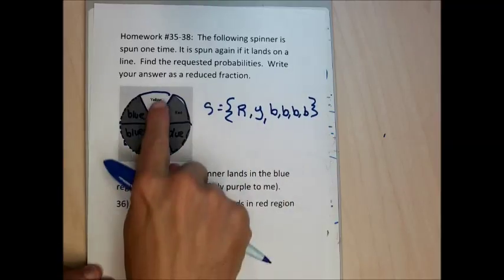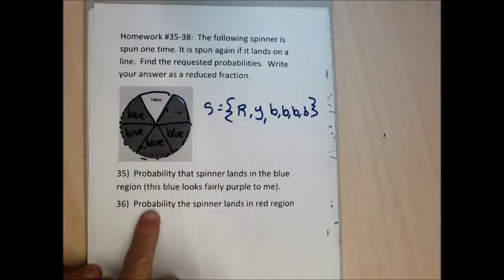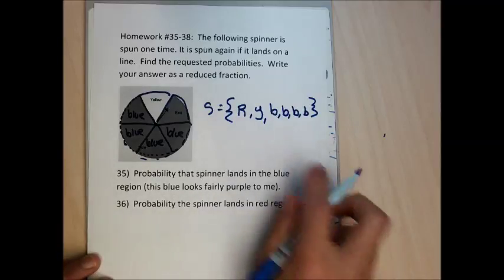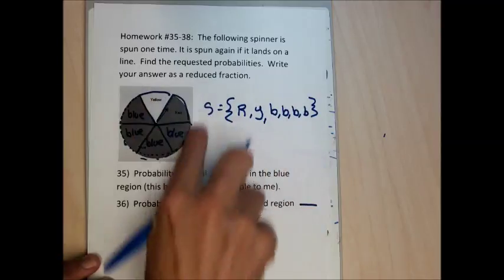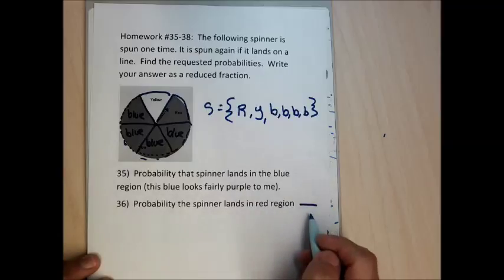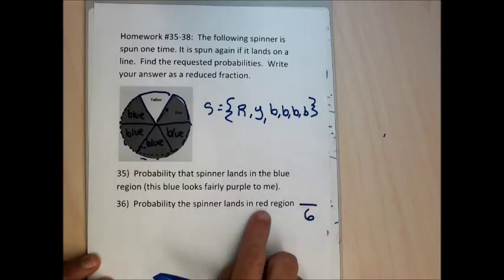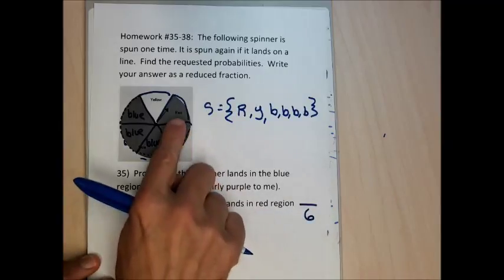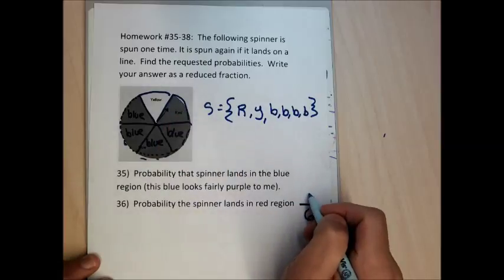So the first question, 36: what's the probability that if I spin this, it lands in the red region? I can just write the answer down. I know the denominator is going to be 6 because I've broken this circle into 6 equal spots. The numerator needs to be the number of red regions, and there's 1 red region, so the answer is going to be 1 in 6.